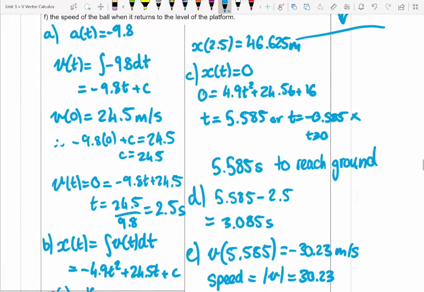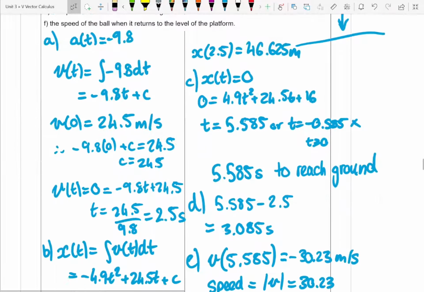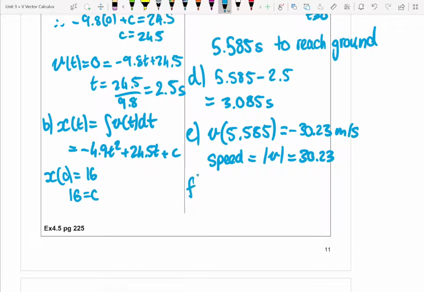And then lastly, part F is asking the speed of the ball when it returns to the level of the platform. So we first need to find when is x of t equal to 16. So we know it's equal to 16 when t equals 0, but the other time is from the equation. So if we take the 16 to the other side, we cancel out that value of c. We're left with negative 4.9 t squared plus 24.5 t.